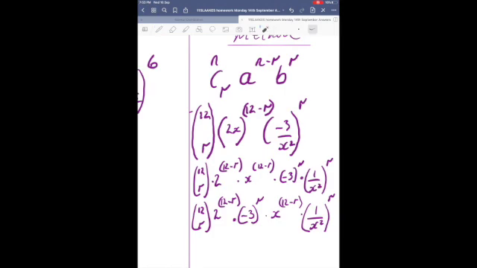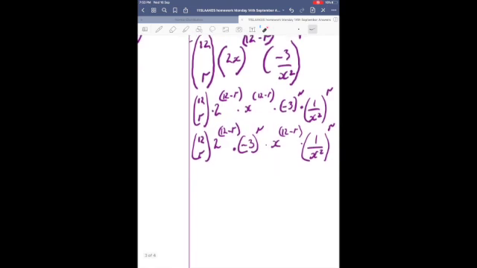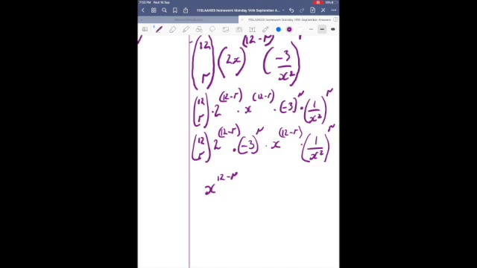Now I'm just going to look at only the variable x here, and tidy that up. We've got x to the 12 minus r, times 1 over x squared, all to the r. So that's just going to be divided by x to the 2r. Now we need that to be identical to x to the negative 6. So you need to think about what you know about combining indices.